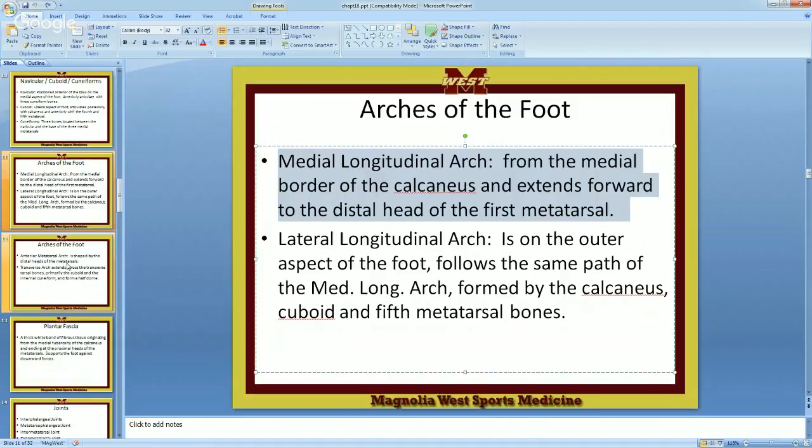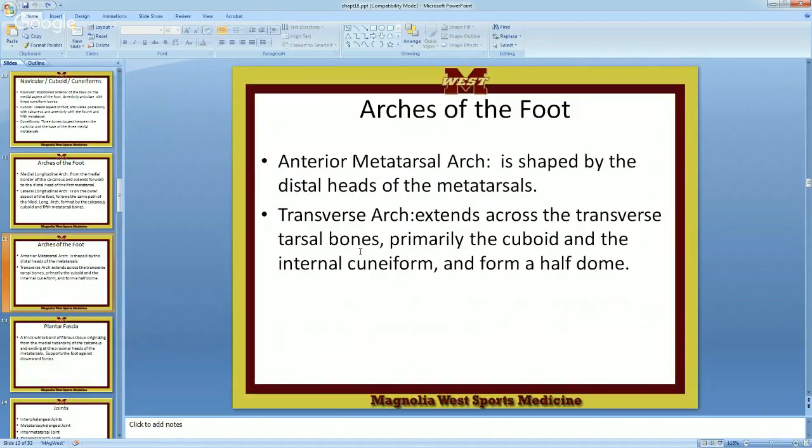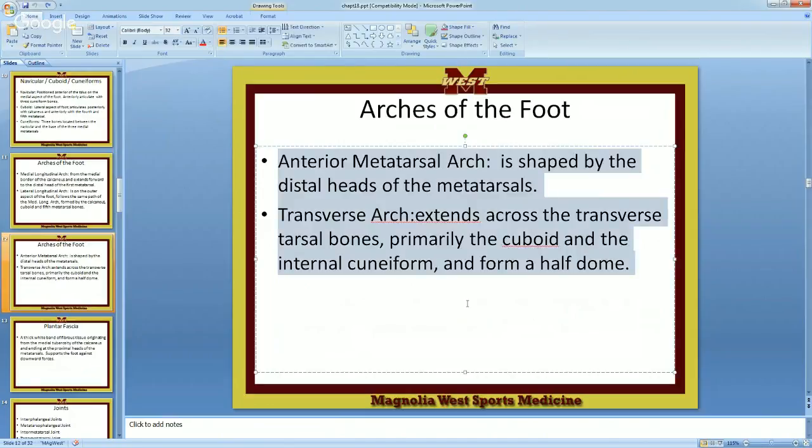Number 12, arches of the foot. Did you know, is it or is it not? Which one is shaped by the distal heads of the metatarsals? It says that, but you better make sure that that's what's written on your test. So knowing them all, you're able to knock out which one is which. Get rid of that.